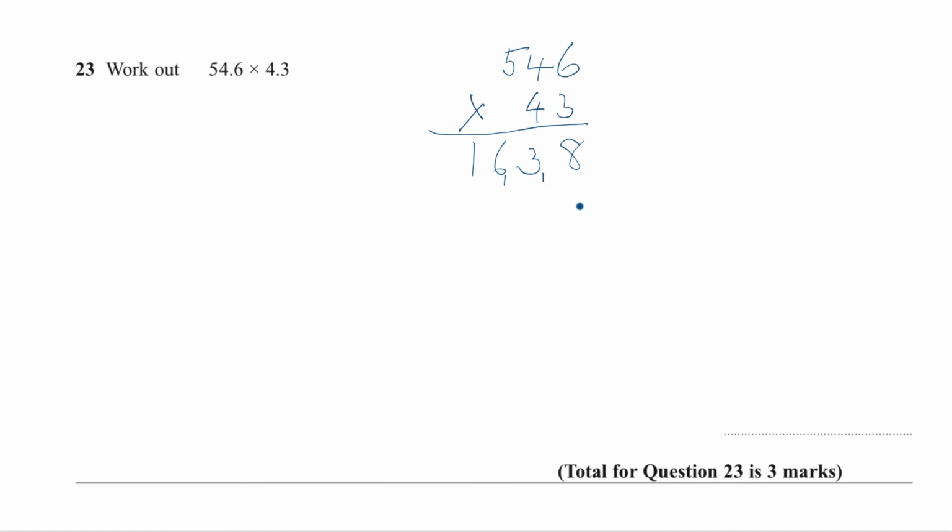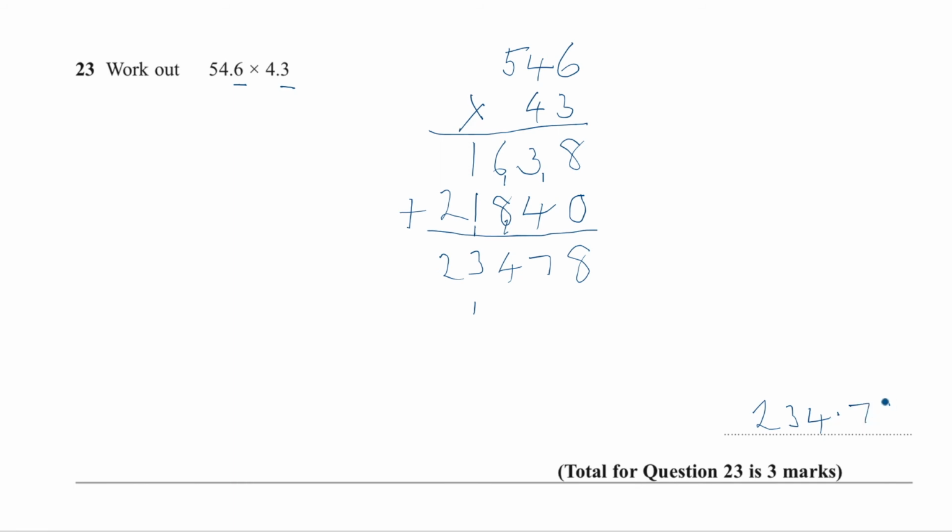Now we're multiplying by the tens, so we put a 0 in the units. 6 fours are 24. 4 fours are 16, add that 2 makes 18. 5 fours are 20, add the 1 makes 21. And now we're going to add up the two answers. 8 add 0 is 8. 3 add 4 is 7. 6 add 8 is 14. 1 add 1 is 2, add 1 makes 3. Bring down that 2. We've got 23,478. But look back at the question. This one had one decimal place, this had one decimal place, so that's two decimal places altogether. So the answer comes out as 234.78, because we've got two decimal places to match the two that we started with.